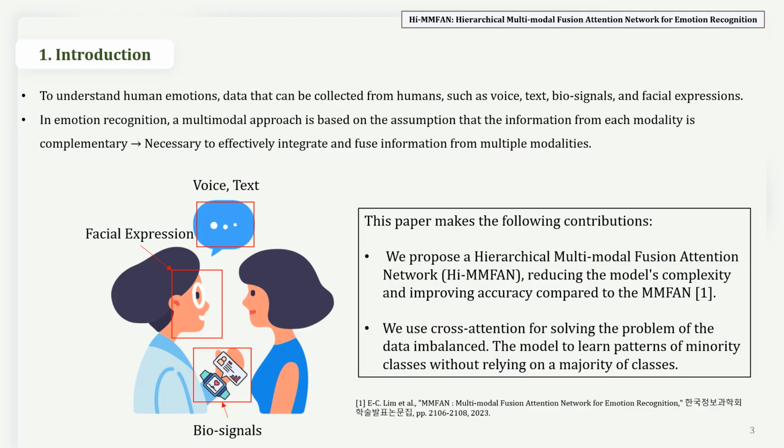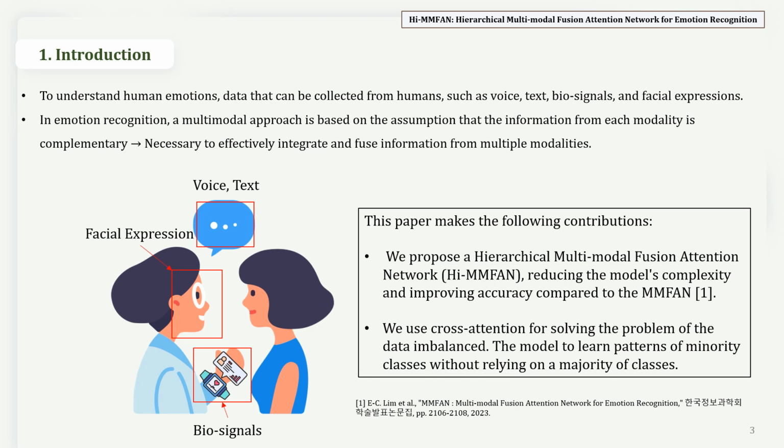Introduction. To understand human emotions, data can be collected from humans, such as voice, text, biosignals, and facial expressions. In emotion recognition, a multimodal approach is based on the assumption that the information from each modality is complementary. It is necessary to effectively integrate and fuse information from multiple modalities.